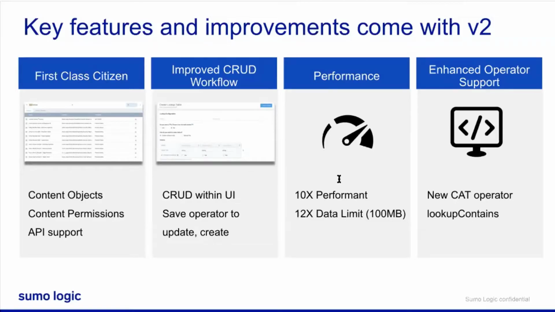The other bigger improvement is in terms of size. Lookup tables can now hold up to 100 megabytes, which is about 12x the previous amount of around 8 megabytes. With this larger size, you can bring larger custom threat feeds, security data, topology, and other configuration data easily into Sumo Logic and manage it from there. And then finally, we have enhanced operator support. We have the new cat operator for viewing the contents of the table, which I'll show within my demo, along with the new lookup operator as well. We also have a lookup contains operator that will return a Boolean value if the table contains a specific data value you're looking for.